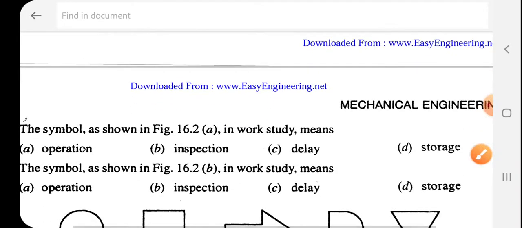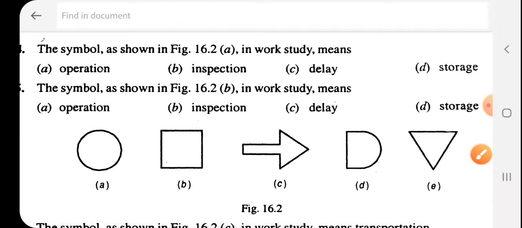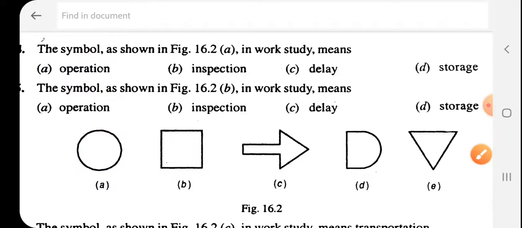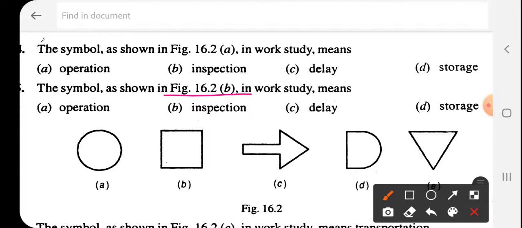Okay, next. The symbol as shown in figure A means, they are asking about this figure. This you remember, this is operation, it starts with an O. So this circle means operation. So you remember it like that, as a keyword. Next, in this figure, the symbol shown in B, they are asking what it means. This is the inspection. B is the inspection, that is the square.